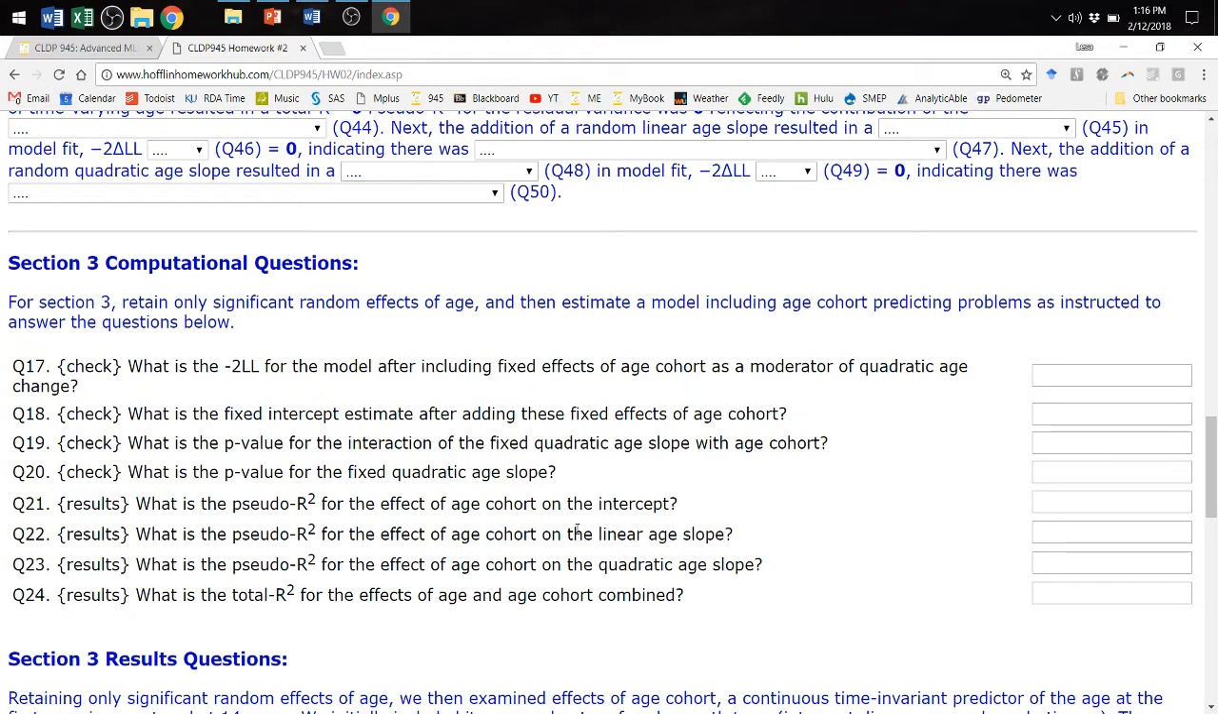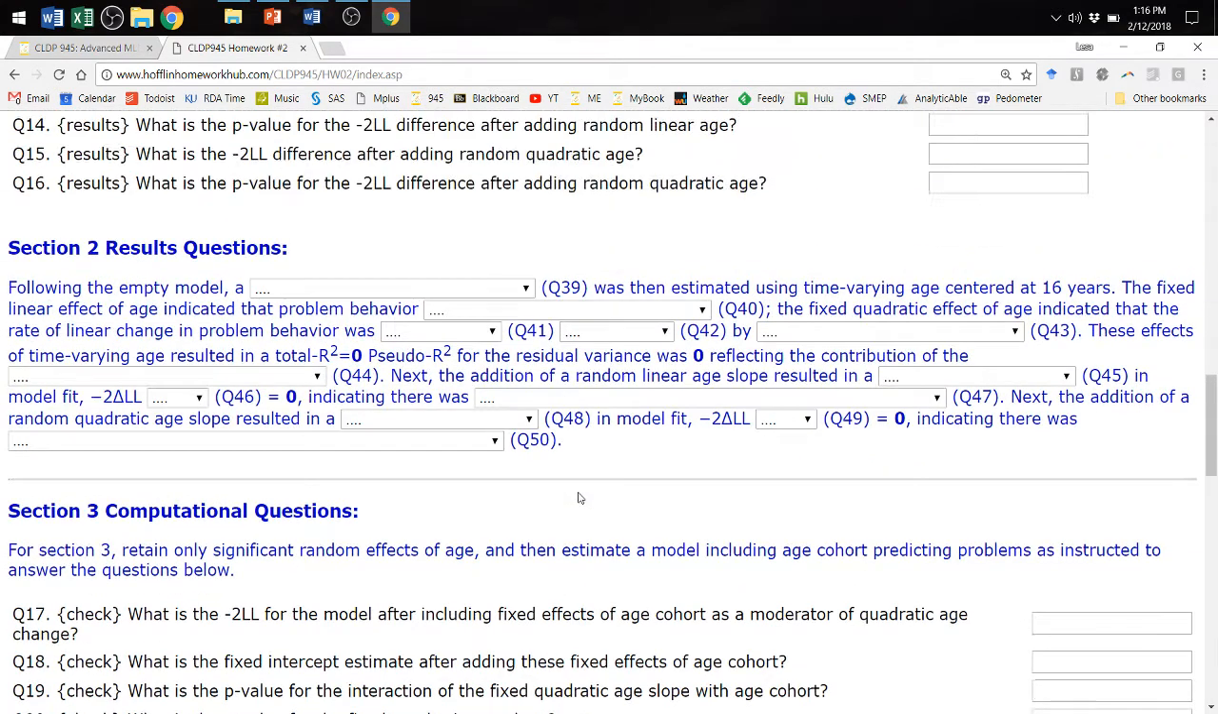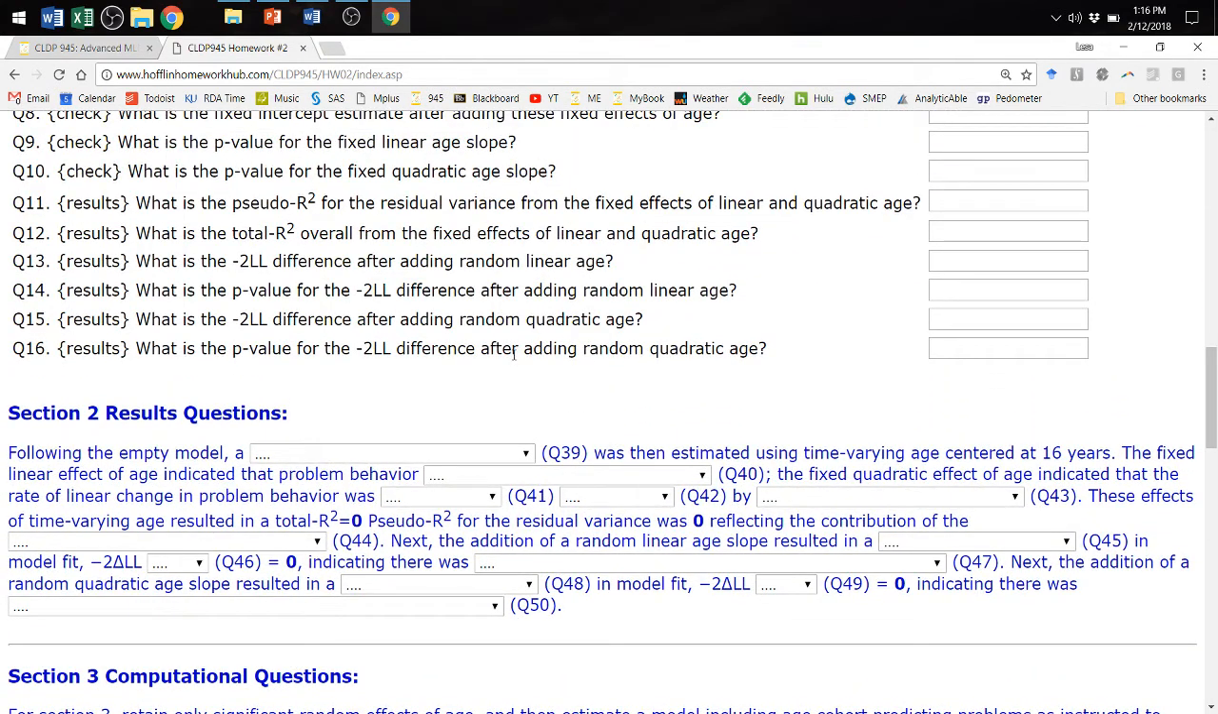Yes. I have a question about 16. So this p-value, is it the p-value associated with question 15? Yes. But I got question 15 right, but I got question 16 wrong. You have the right -2 log likelihood difference, but the wrong p-value. Make sure that you are using the right degrees of freedom. And I will give you a hint.